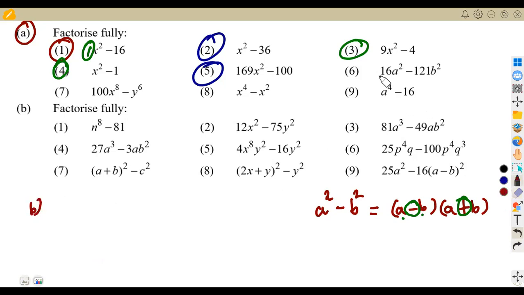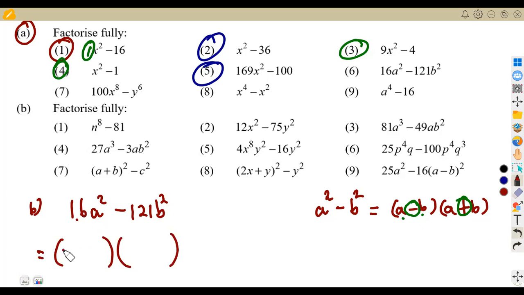It is the same thing as on this question, 16a squared minus 121b to the exponent of 2. So 16 is a perfect square, 121 again is a perfect square, just like a squared and b squared. So we can have these in two brackets. We are going to use the calculator. The square root of 16 is going to give us 4. The square root of a squared is a. So that is what you're also going to have in this bracket, all right?